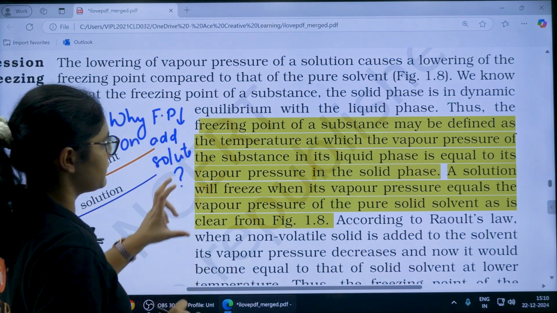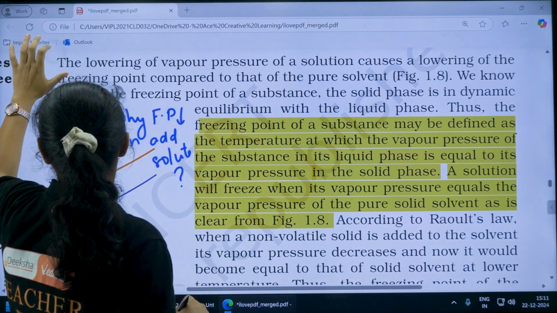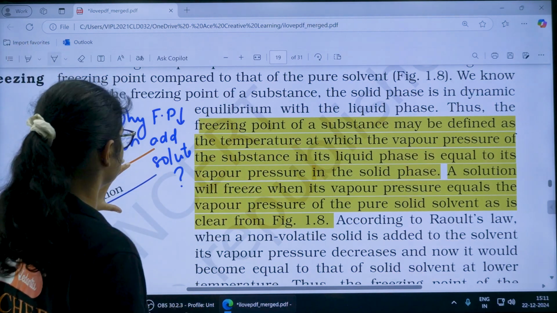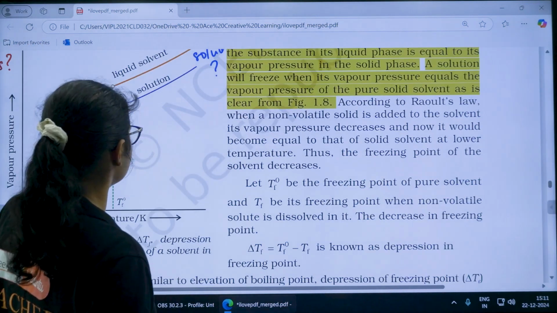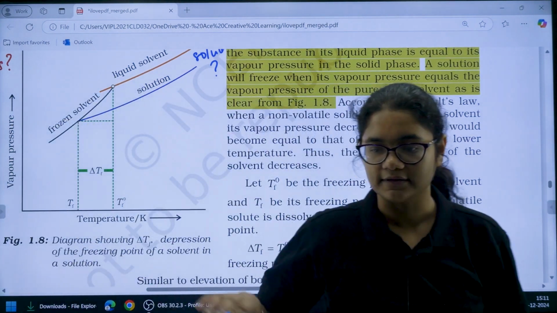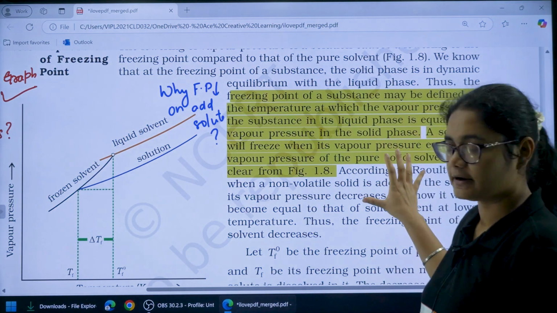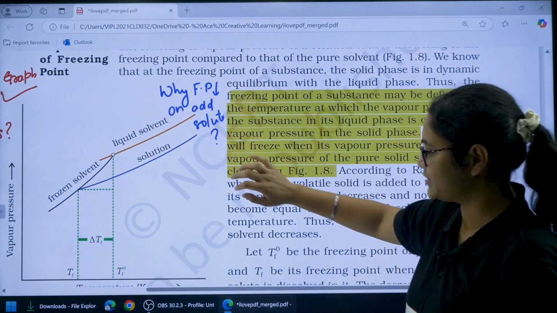Okay, so if this is the question, this is the answer that you need to write down. Okay, fine. Now let us move forward. Next is this graph you should remember regarding the freezing point. This graph is very, very important. Please take this answer properly, underline it and note down this question.